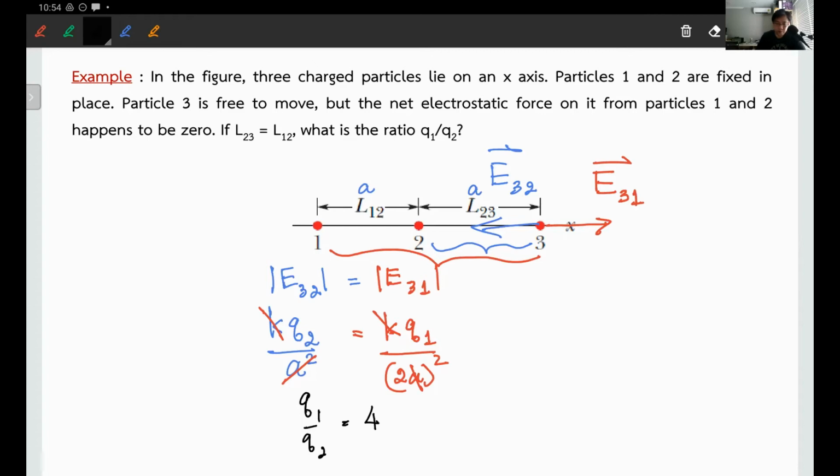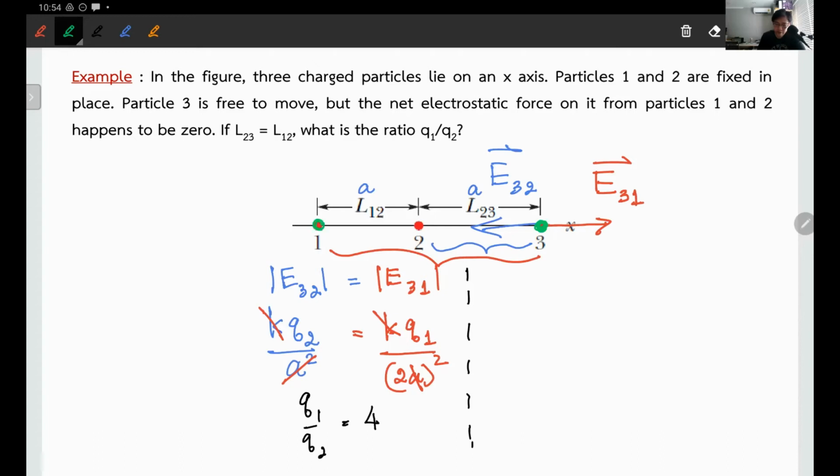Okay, now because we already learned about force, I'm going to redo these problems one more time by doing the force instead of the field. Okay, let's do it. So let's say I don't want to deal with the field. I want to deal with the force. Well, okay, that's fine. So let's look at point number 3.